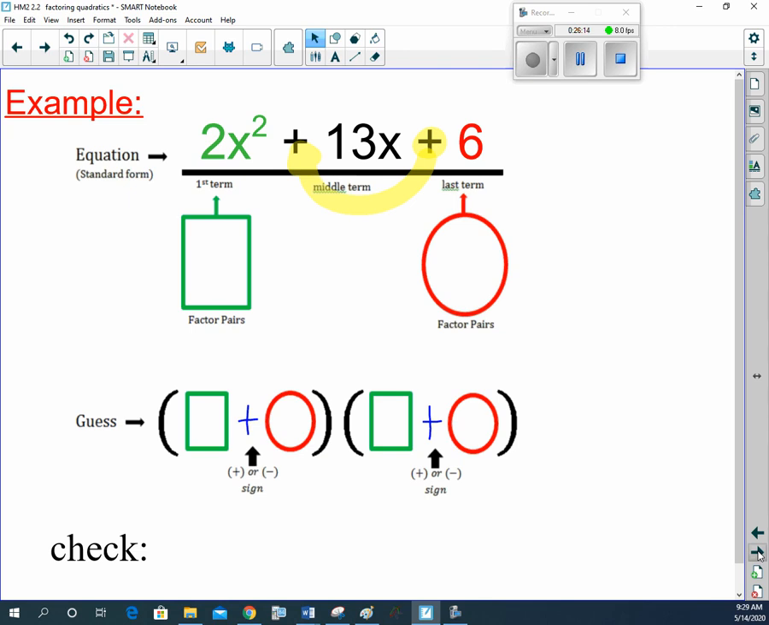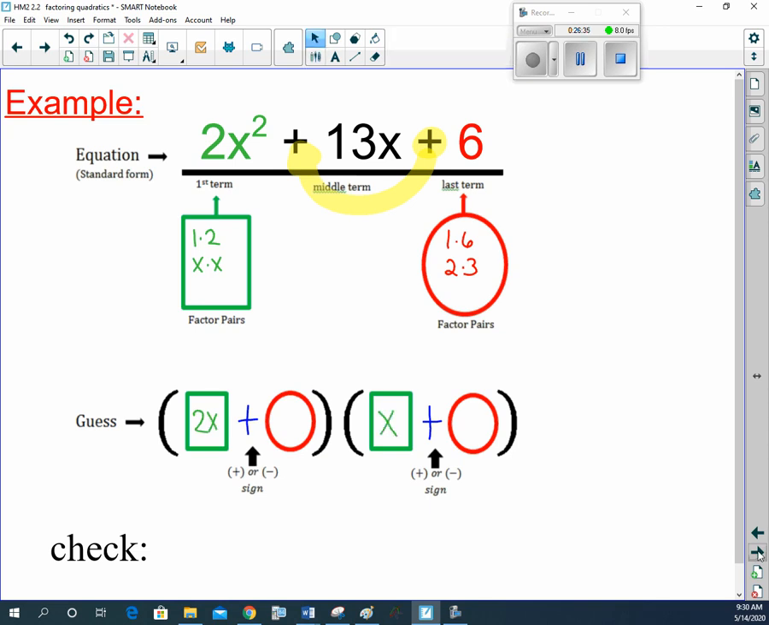Okay, so now I'm going to put my factor pairs in. 2, the only factor pairs of 2 are 1 and 2, and the only factor pairs of x are x and x. 6, I've got 1 and 6, and 2 and 3. Okay, first one doesn't matter. There's only one choice, 1 and 2, and x and x. So I'm just going to go 2x and x.